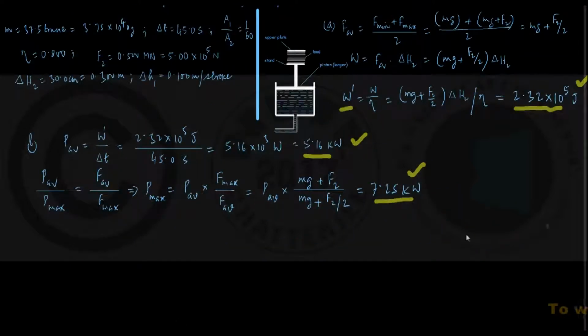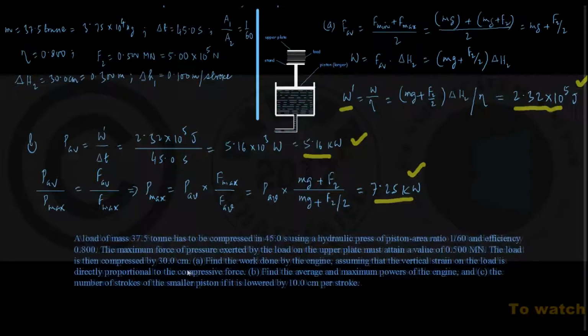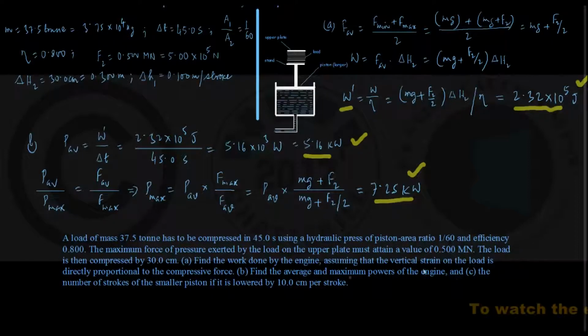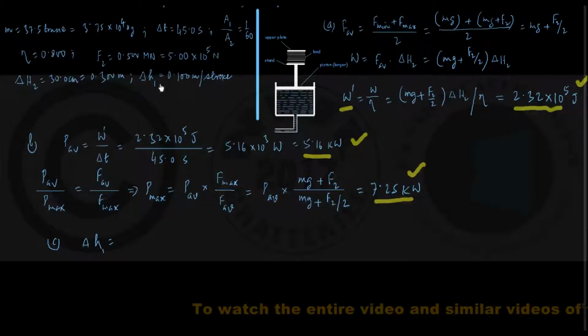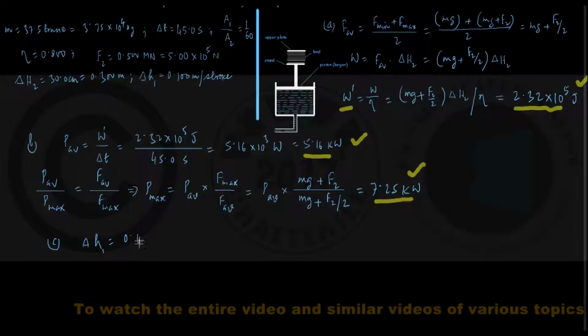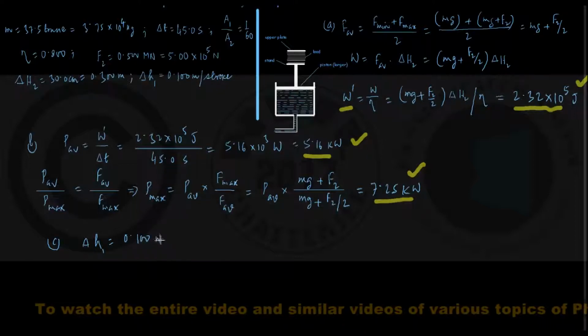So ready for part C of the question, and having a look at the question once again, you find the number of strokes of the smaller piston if it is lowered by 10 centimeters per stroke. So we already noted down earlier symbolically delta h1, that is the distance travelled downwards by the smaller piston per stroke. This is 0.100 meter per stroke.